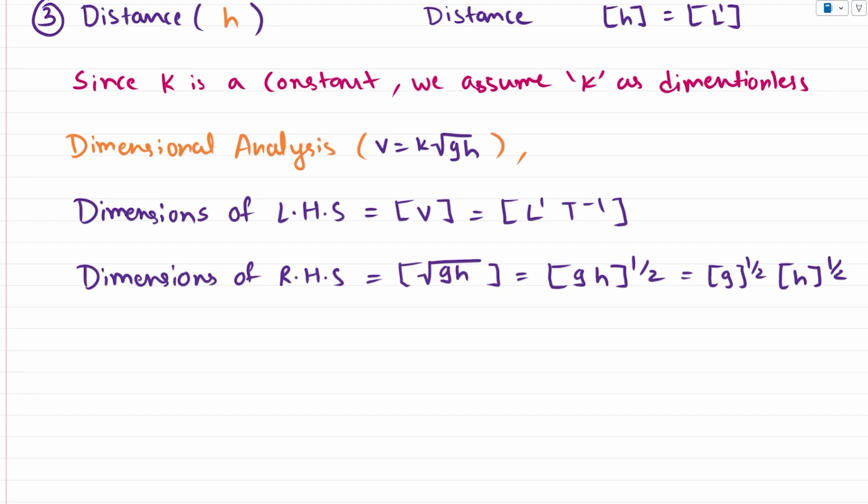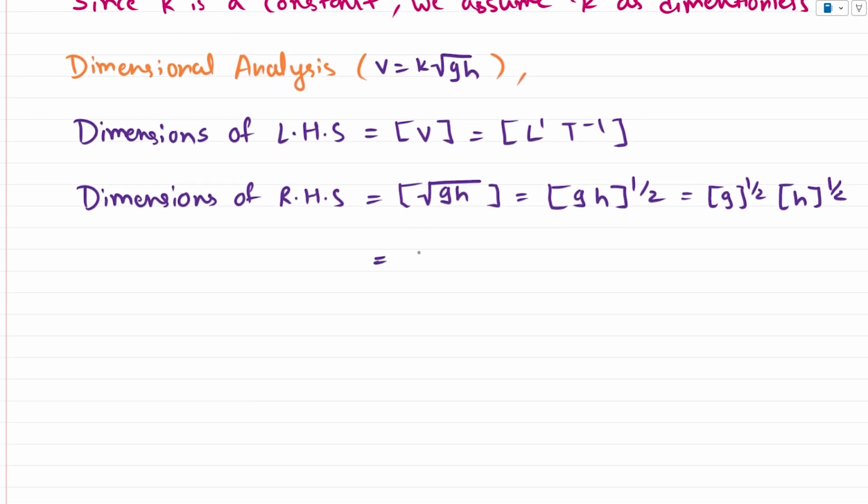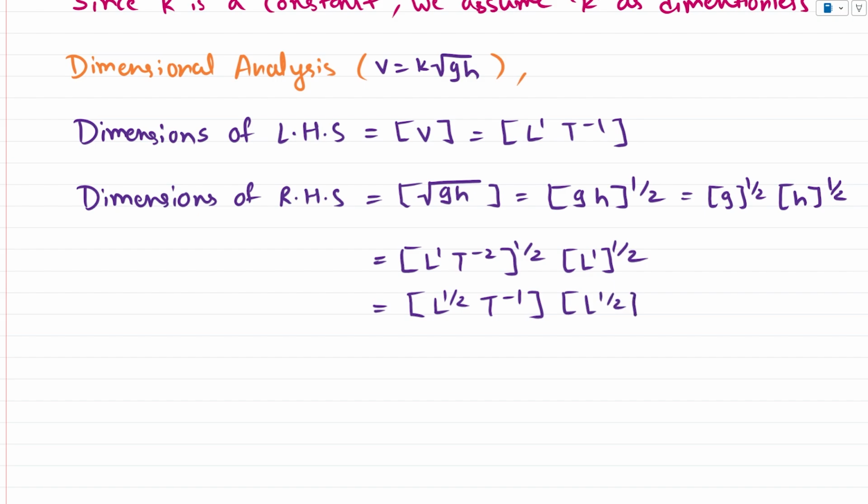Now we know the dimensions of G and H as we have already calculated. So let us substitute those dimensions. So in place of G, I can substitute it as L to the power 1, T to the power minus 2 raised to half, into the dimensions of H, which was L to the power 1 raised to the half. If I were to use the laws of indices, I would get the resultant dimension as L to the power 1/2 and T to the power minus 1 into L to the power 1/2.